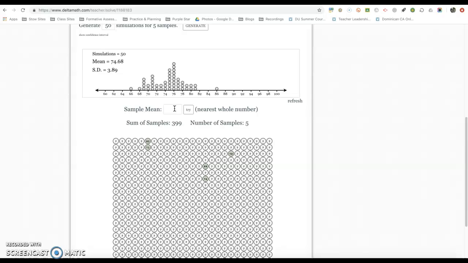So finding the mean: 83 plus 71 plus 99 plus 76 plus 70, divided by 5. So 399 divided by 5 gives me 79.8. Oh, to the nearest whole number means 80. And they liked it. Huzzah!